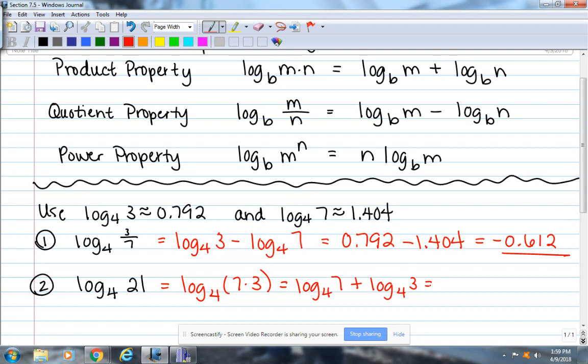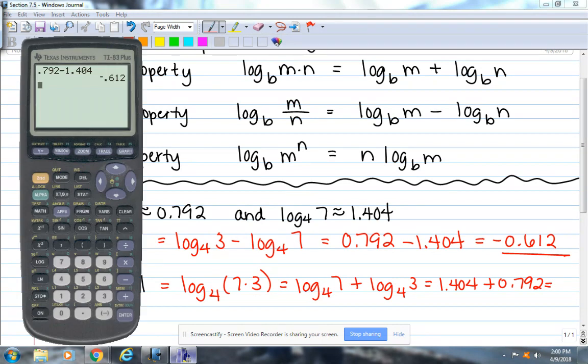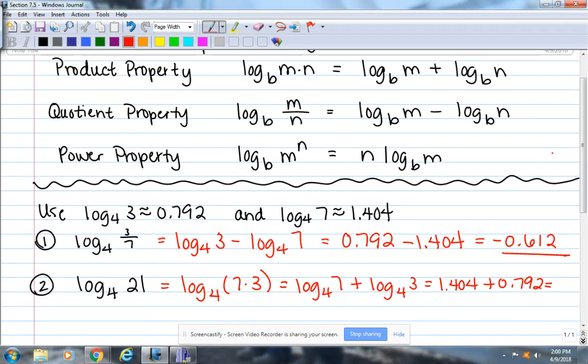What's log base 4 of 7? What decimal am I using for that? It told me to use 1.404. And I add that to log base 4 of 3, which is 0.792. So I put that in my calculator. That's what it told me to use. Sorry, I can't have my calculator and my screen at the same time. So I'm using these two. When I say log base 4 of 3, I use that. When I say log base 4 of 7, I use that. So I'm adding those two together.